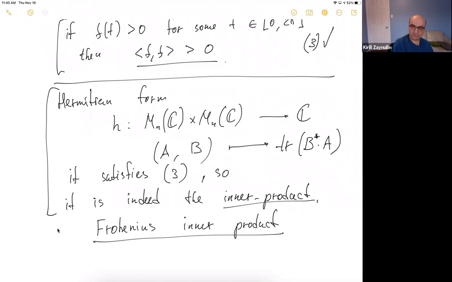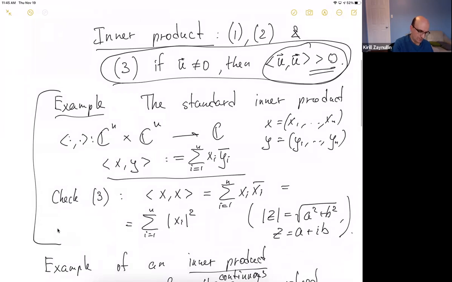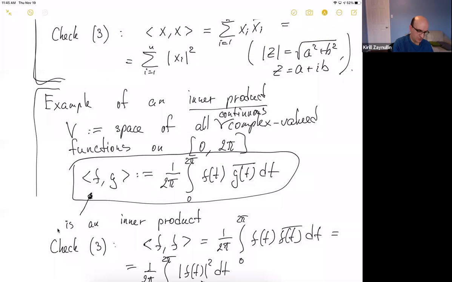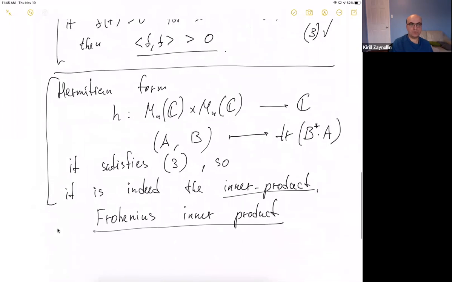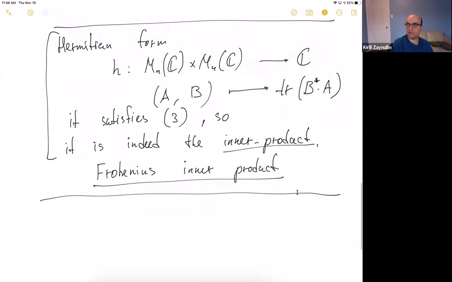Again, we have 3 examples, right? The basic one is the standard one, so it's this one. Now there's the example which deals with the integral. And then there's this example which deals with matrices, which gives us the so-called Frobenius inner product. Okay. By the way, let me mention a couple of non-examples.